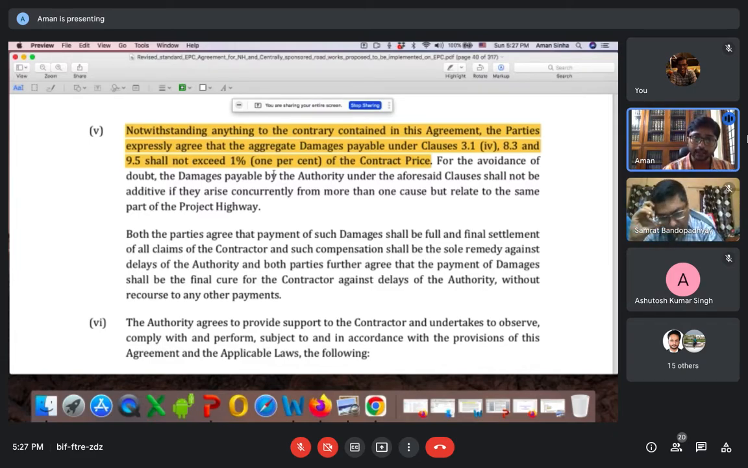And in case this kind of damages are not mentioned as such in the contract, then Section 73 will be applicable. In accordance with Section 73, the damages will be paid to the respective parties, meaning whose fault it is, depending upon that.